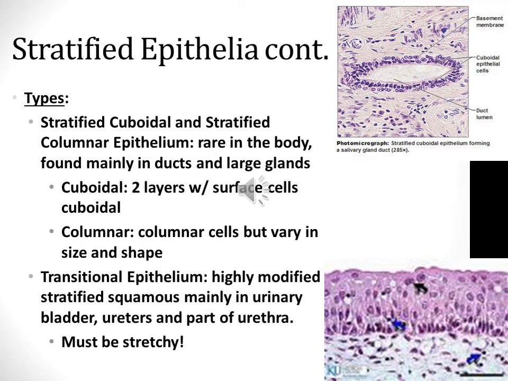And then we have our transitional epithelium, and this is a highly modified stratified squamous. The reason for that is it's mainly in the urinary bladder, the ureters, and the urethra, so it's a stretchy type of tissue. So you have cells that can change shape when stretched. So think about that. That's good, because if you had rigid cells, you could absolutely only hold so much urine, and then you are essentially out of luck.